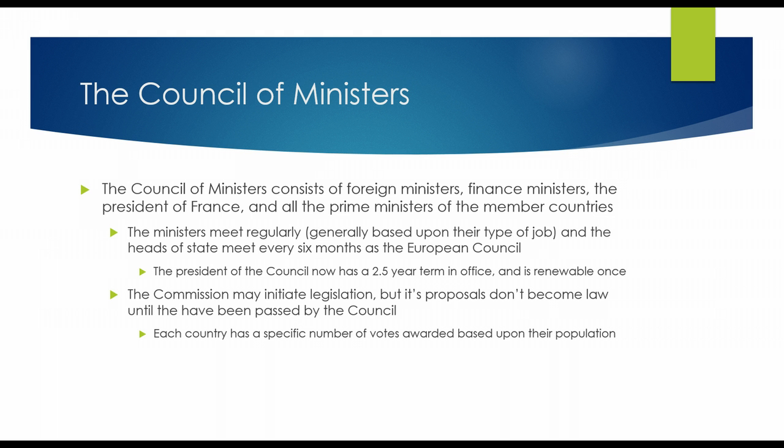The ministers meet regularly, generally based upon the type of job that they have and the types of job that they're going to try and do, and the heads of state meet every 6 months as the European Council. The President of the Council now has a 2.5-year term in office and is renewable once. The Commission may initiate legislation, but its proposals don't become law until they have been passed by the Council. Each country has a specific number of votes awarded based upon their population, so it is a proportional concept as to the type of power that each country has.